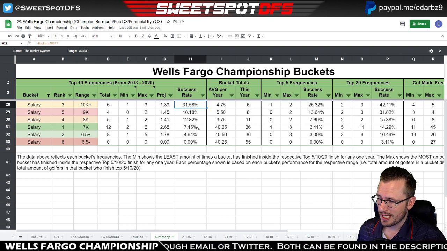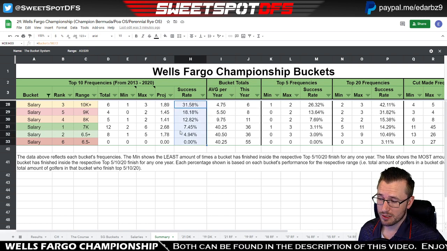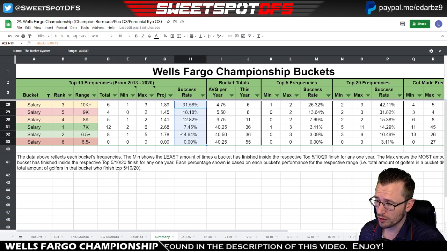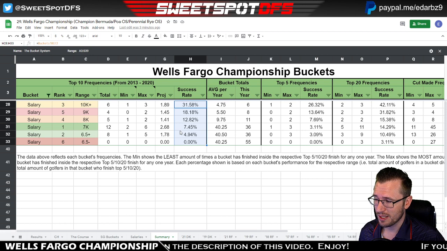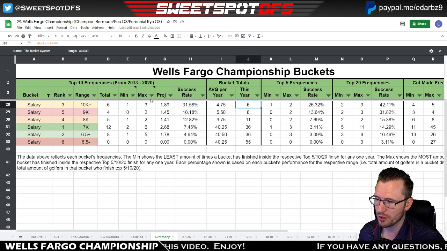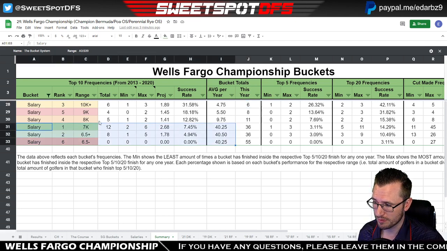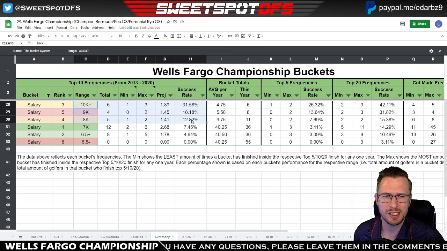So you can see the success rate for each of these buckets. It goes down the lower the price goes, and that's largely to do with the fact that the amount of golfers inside each of those buckets also changes. It gets lower the higher you go, and it gets higher the lower you go. So there's typically more golfers in these buckets for salary than there are up here. That makes sense. We see that every single week.